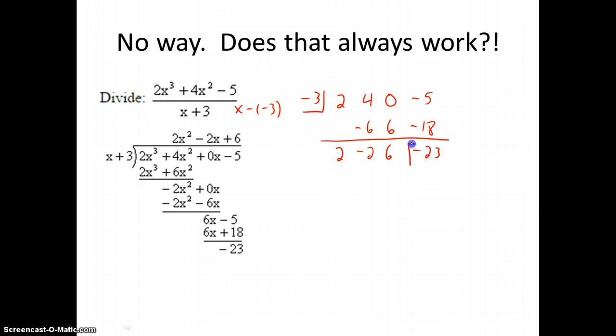You'll notice I usually put this kind of backwards box down there to show that that's the remainder. So that tells me that my answer is 2x squared minus 2x plus 6 with a remainder of negative 23. How cool is that? So much faster than doing the entire long division.